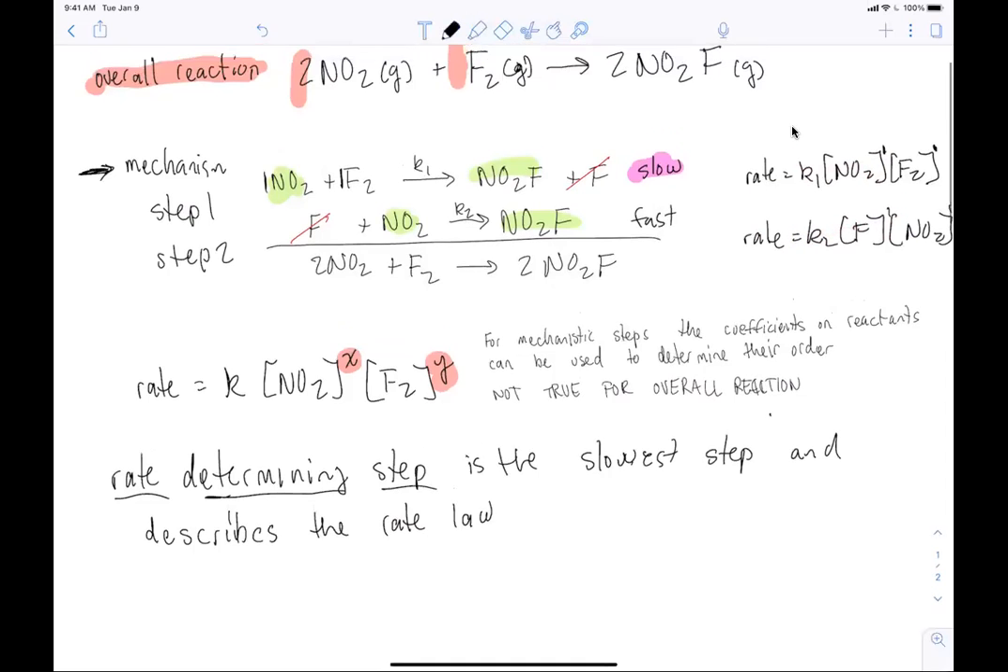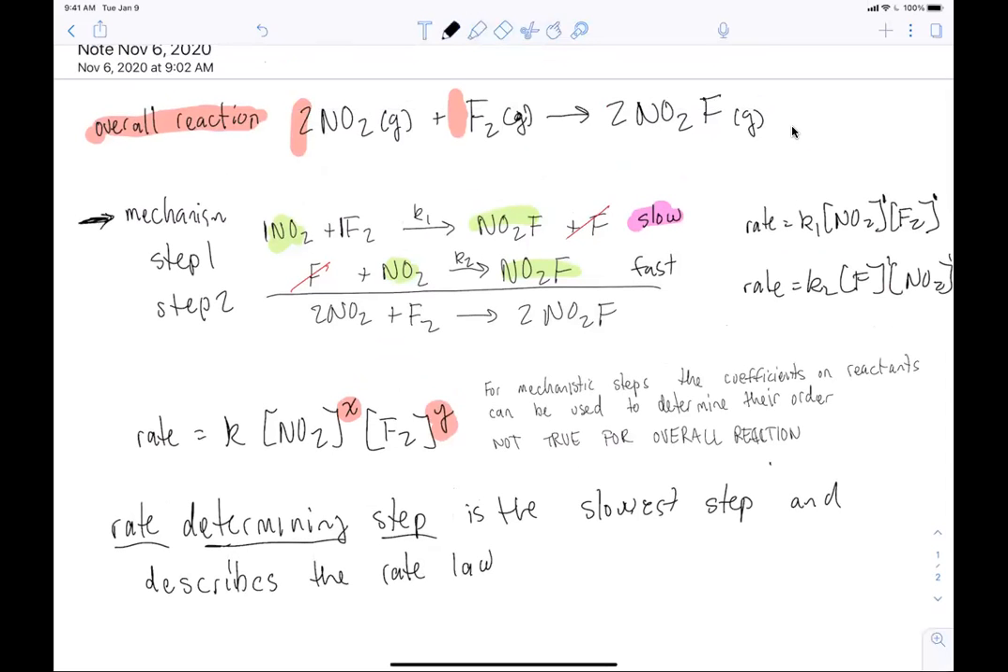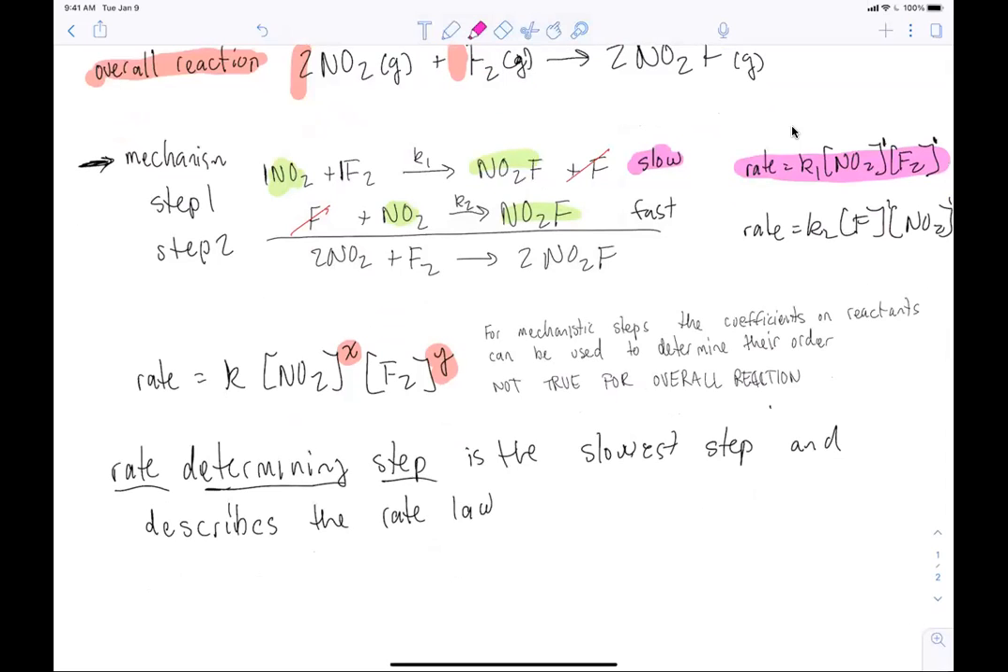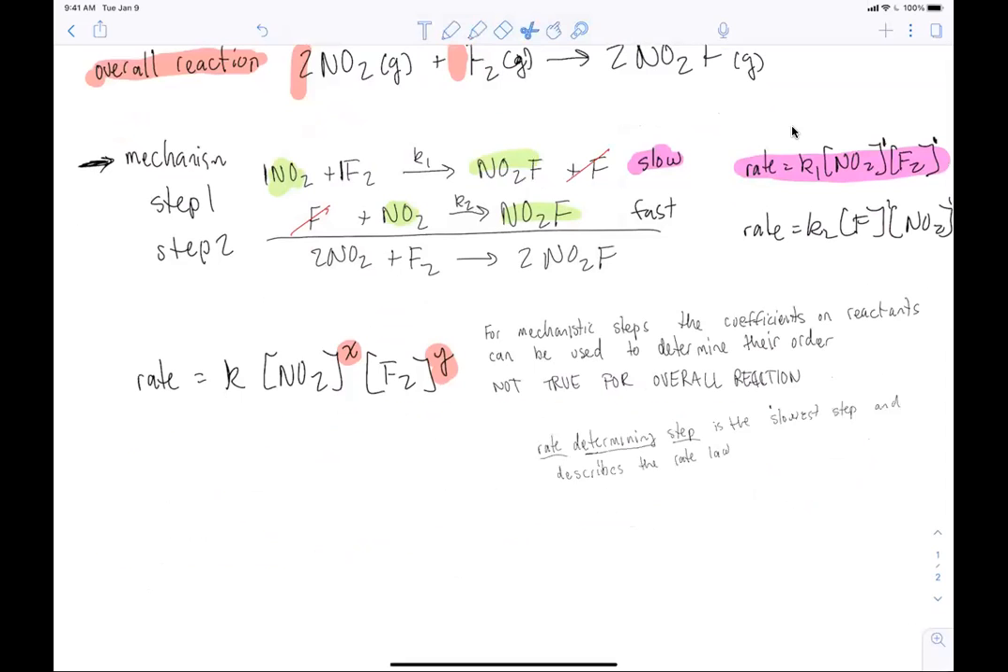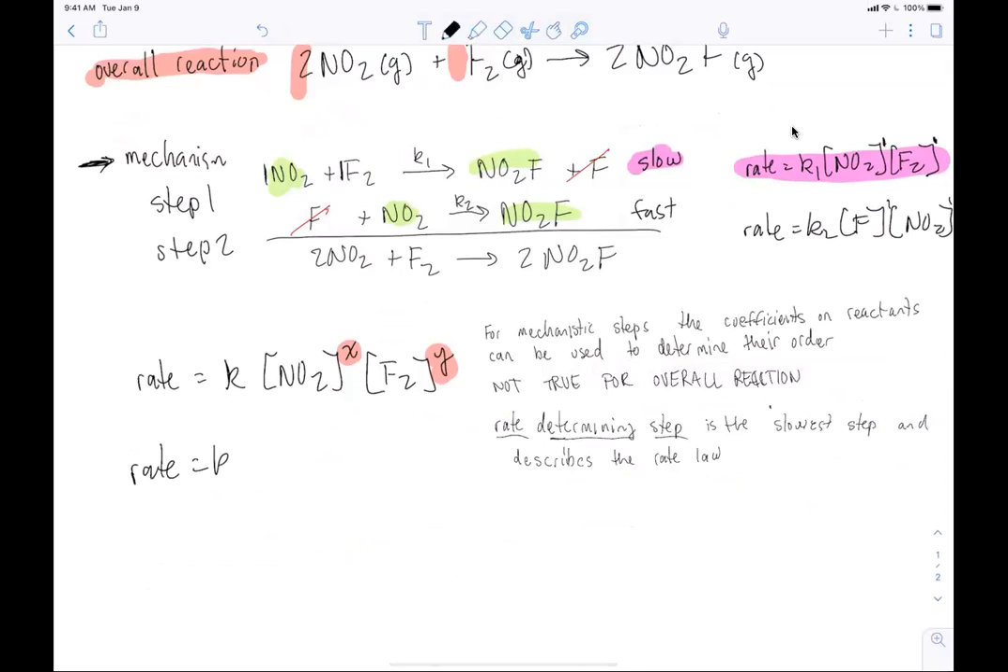What's the rate law for this? We just need to worry about the one that's for the slowest step. And so our rate law for this actually turns out to be the overall rate law for this just turns out to be the rate that we wrote for this first step in the mechanism.